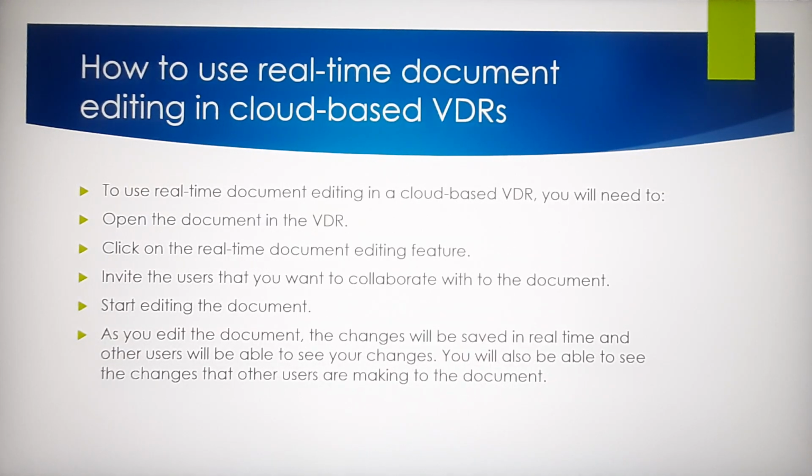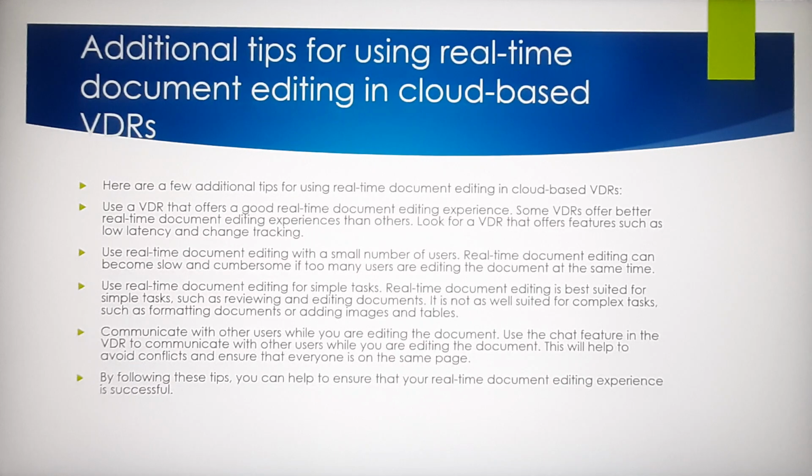How to use real-time document editing in a cloud-based VDR. To use real-time document editing in a cloud-based VDR, you will need to open the document in the VDR, click on the real-time document editing feature, invite the users that you want to collaborate with to the document, and start editing the document. As you edit the document, the changes will be saved in real time and other users will be able to see your changes. You will also be able to see the changes that the other users are making to the document.